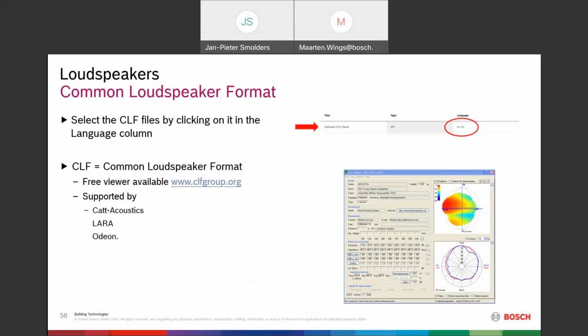This software, this interface is free. It's a free viewer. You can download it from the clfgroup.org website. And it supports AFMG, Lara, and Odeon files. So it's supported by those manufacturers of software. Also with this viewer, you can see balloons and polar plots and such, and also dedicated acoustical data, like you see here, sensitivity of the loudspeakers. It's quite a nice view.